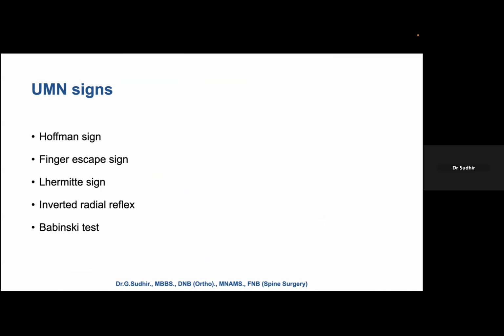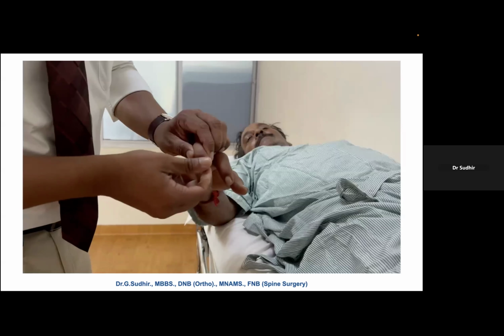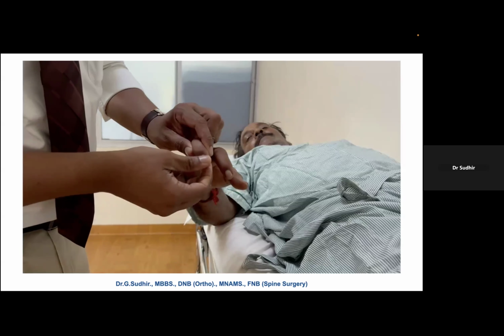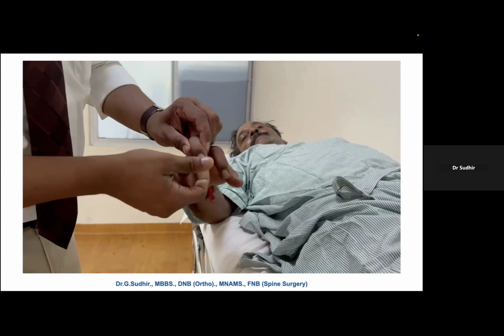The next one is the upper motor neuron signs, or otherwise called the myelopathic hand signs. You have to look for the Hoffman sign, finger escape sign, Lhermitte sign, inverted radial reflex and the Babinski sign. So this is an example of a patient. You can see the classical Hoffman sign whenever there is severe cord compression with myelomalacia and cervical myelopathy features.